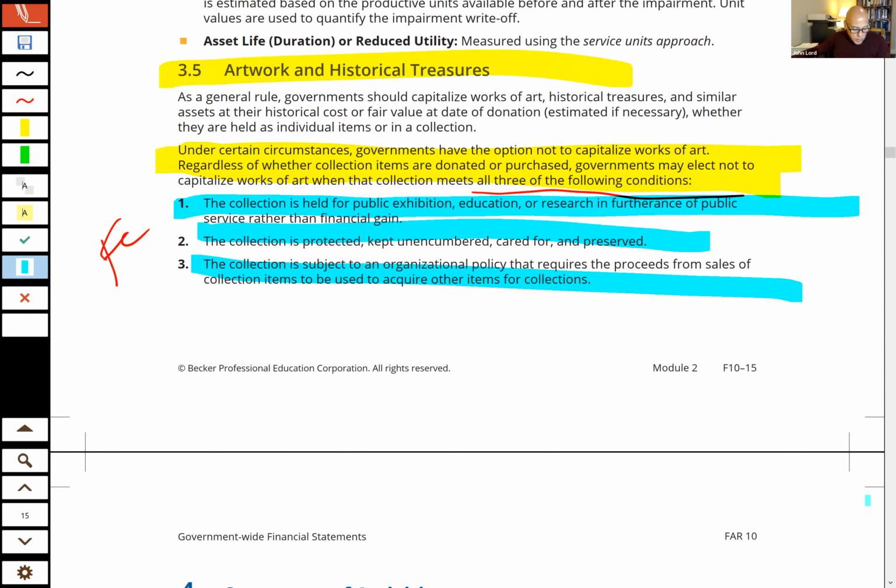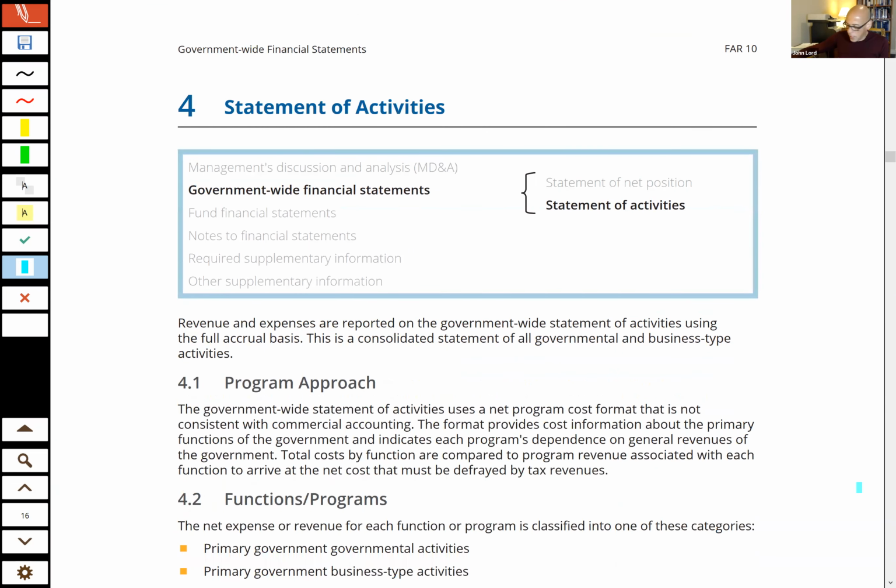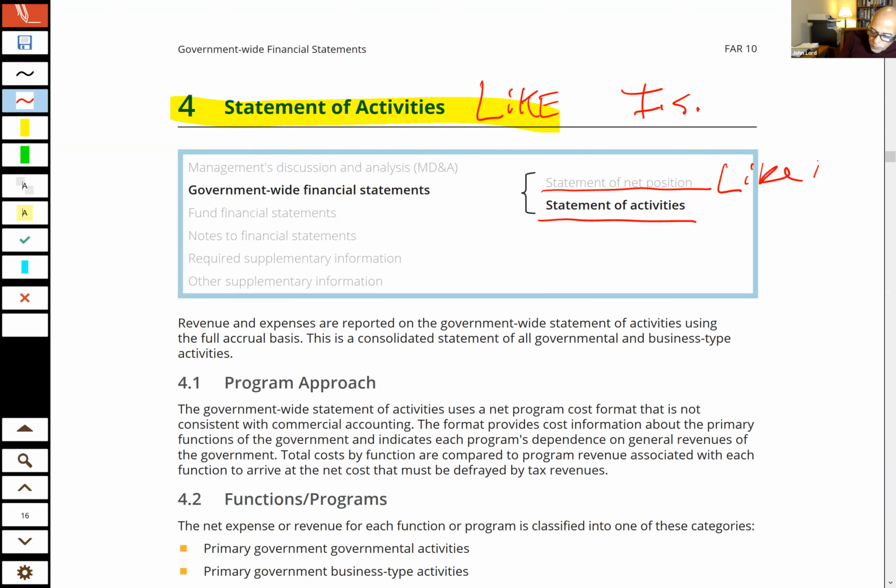Okay, good. Let's go ahead then, if there's nothing there. And that really tied out our discussion of the government-wide balance sheet, which remember we call the statement of net position. The income statement, you can go ahead and put L-I-K-E, like the income statement, right? The government-wide statements. We talked about the statement of net position, which is like the balance sheet. Right now, we're going to talk about the statement of activities, which is like the income statement.